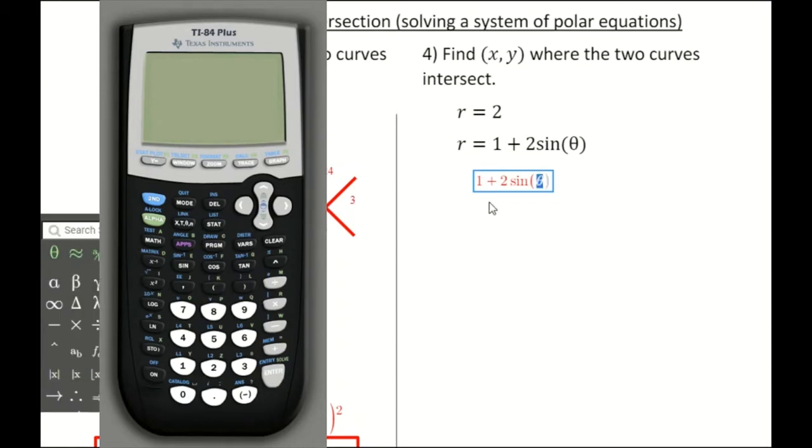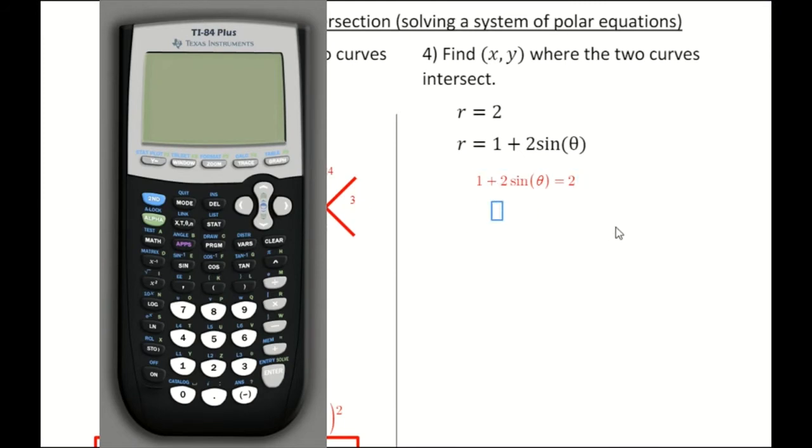Theta is always kind of a pain to get, so I'm going to copy that so I don't have to type it every single time. Equals 2. And then we're going to subtract 1 from both sides to give us 2 sine theta equals 1. We'll divide both sides by 2, and that'll give me sine theta equals 1/2.